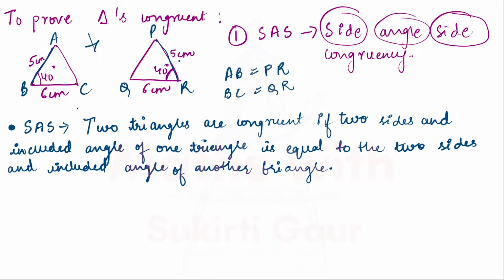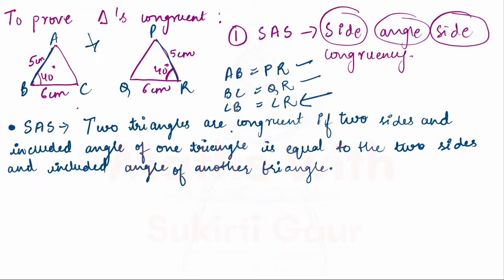We have two sides equal. If I try to place this PR onto this AB and QR on this BC, they will be overlapping each other. Also, they have an included angle, that is 40 degree. Here we have angle B and here we have angle R equal to each other. It means we have two sides as well as included angle. It means angle between them, right, equal to each other.